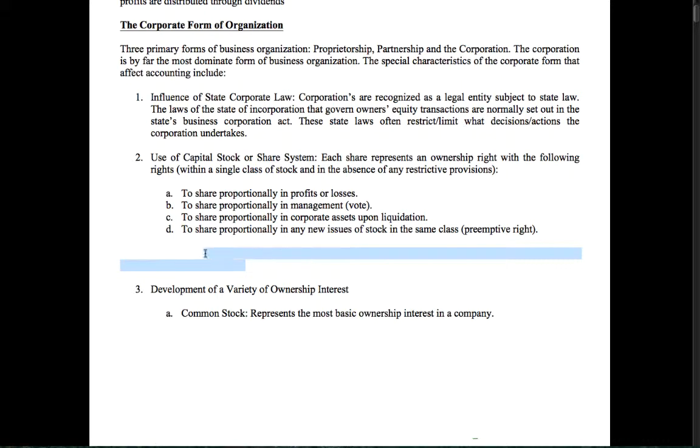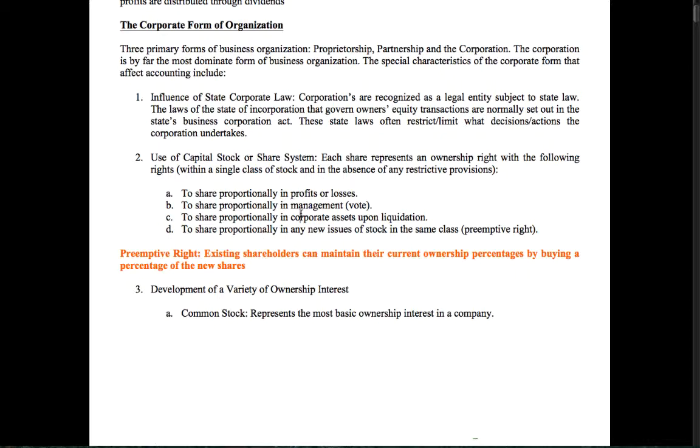This is referred to as the preemptive right. And in this circumstance, essentially what the preemptive right is, is that it allows existing shareholders to maintain their current ownership percentage by buying a percentage of the new shares.